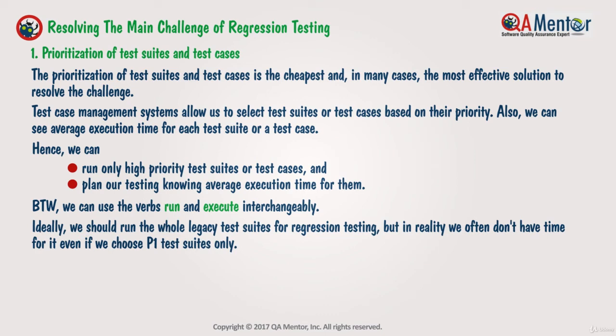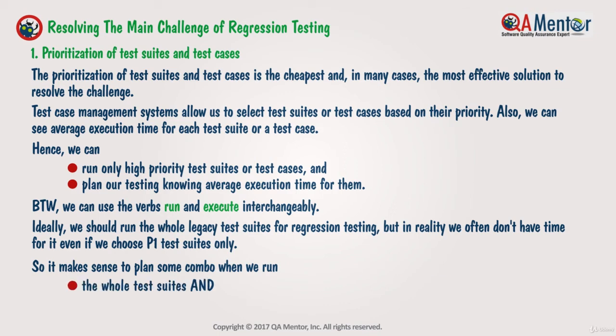Ideally, we should run the whole legacy test suites for regression testing, but in reality, we often don't have time for it even if we choose P1 test suites only. So, it makes sense to plan some combo when we run the whole test suites and selected test cases.